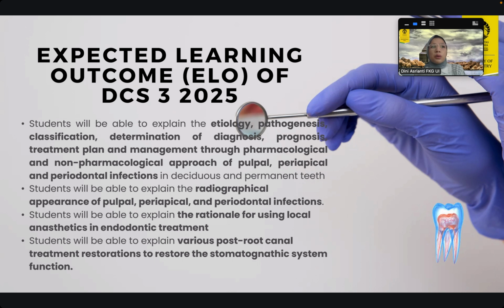So what's the difference? You will learn about that. And also the last one, you have to learn about how to restore the tooth after root canal treatment, because it's a different condition compared to the one involving only the hard tissue. If it's already open, the dentin is open because it's already involving the pulp. So how do we restore the tooth? You have to learn about that as well, so that you can create a good stomatognathic system function.